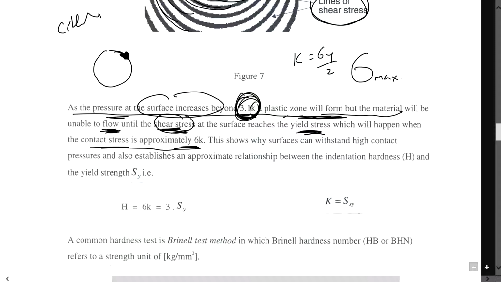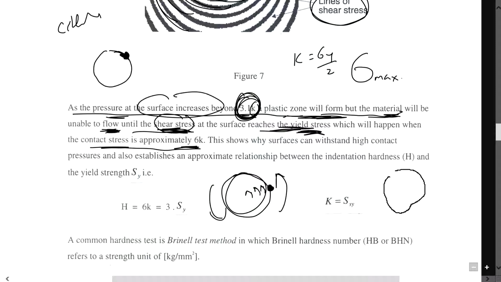But the material will be unable to flow until the shear stress at the surface reaches the yield stress. Why is it unable to flow? Because once it reaches here, it will start to deform. But at this point, it will be hard to deform, right? So therefore, you need to talk about the amount of stress trying to deform, trying to twist your ball bearing apart. So your ball bearing will end up something like that, a bit twisted. I don't know how to draw, but at least you get what I mean.